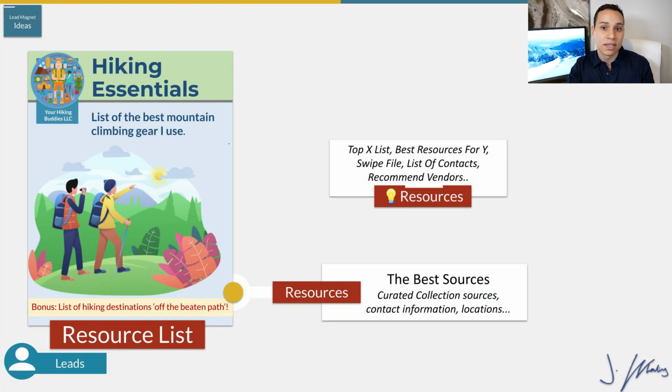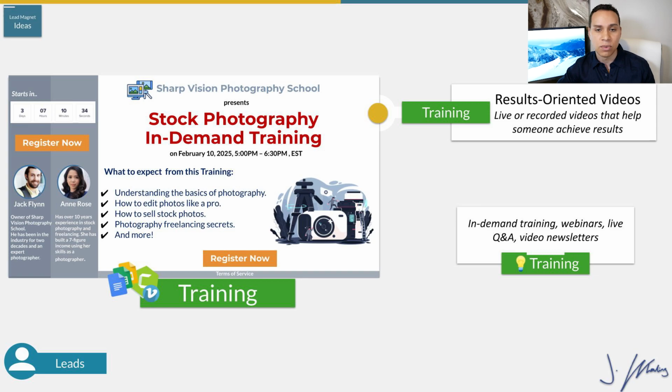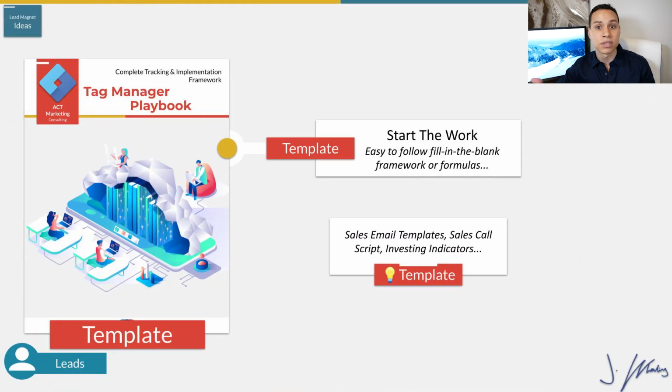So the final one is going to be one of the hardest on this list, and it's the last one I recommend doing, and that would be a special training where you do anywhere from 15 to 20 or 30 minutes of talking about a specific result you've been able to achieve and sharing your process for achieving that result. So this is going to be more like a video sales letter or a webinar. These take a really long time to put together, which is why it's one of the last type of lead magnets I recommend making.